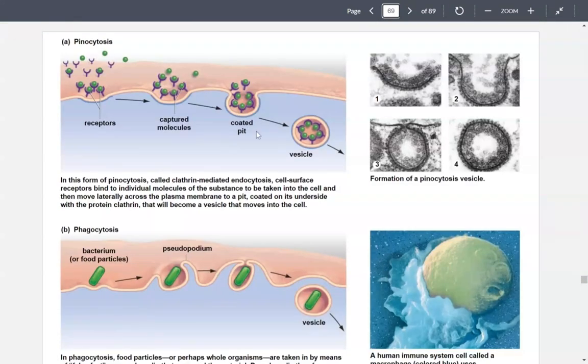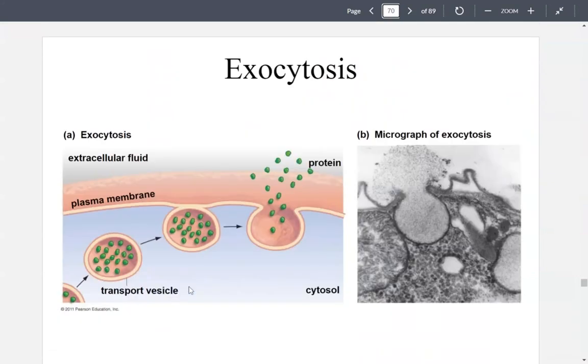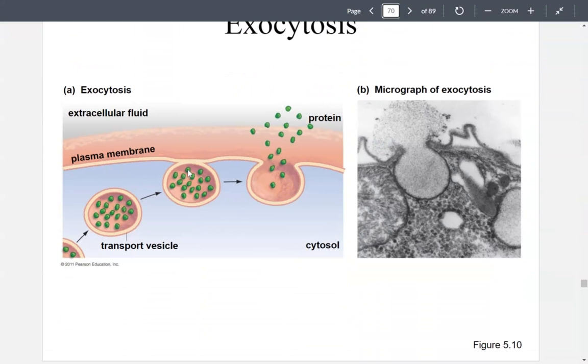Here's our pinocytosis, phagocytosis again. And this would be an example of exocytosis, something inside. We made a carbohydrate chain, we made a protein, whatever it may be. It's in its little transport vesicle from the Golgi apparatus. It merges with the plasma membrane and releases its contents outside.